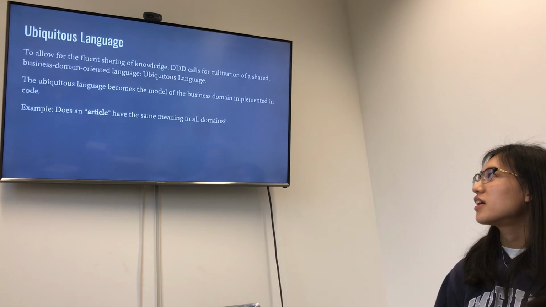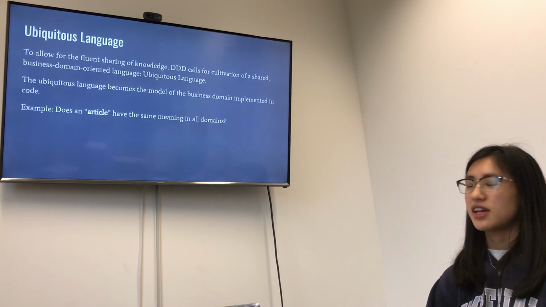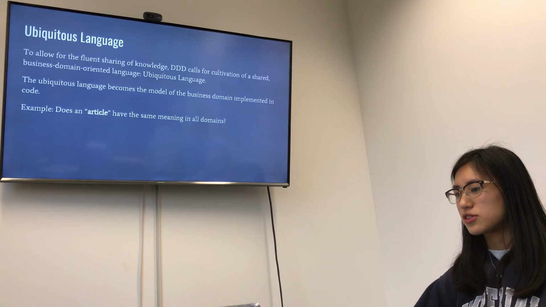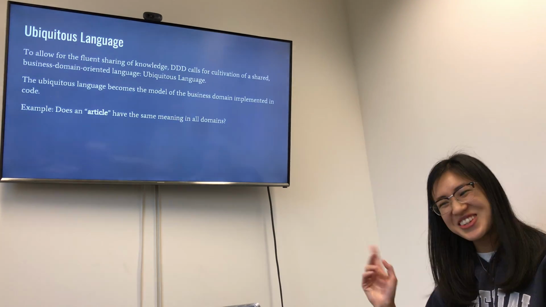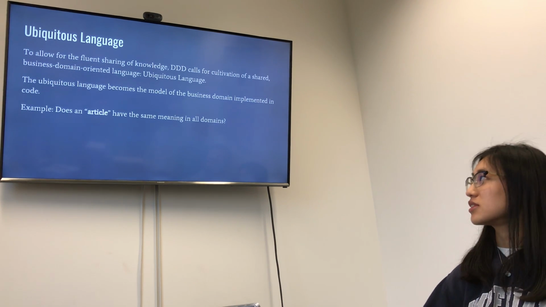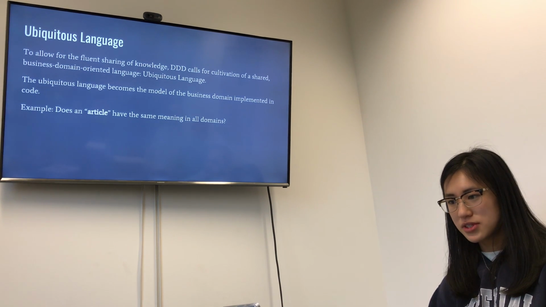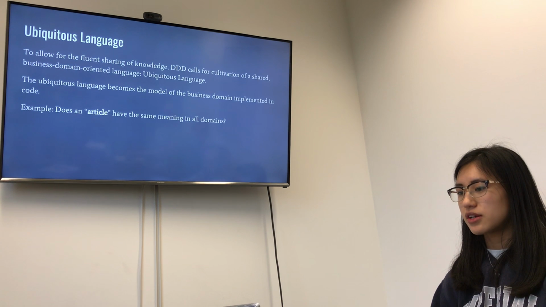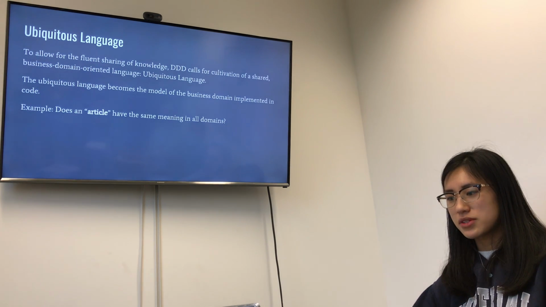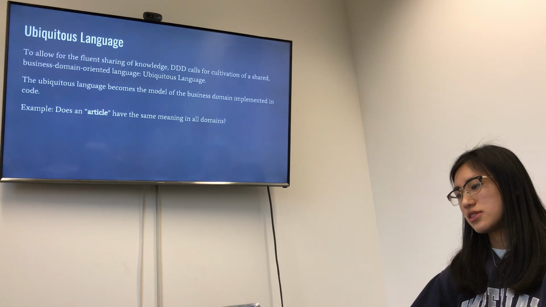Another thing you'll hear a lot when you look at domain-driven design and bounded context is this thing called ubiquitous language. It's to allow the fluent sharing of knowledge. Domain-driven design calls for cultivation of a shared business domain-oriented language, a so-called ubiquitous language. The language should resemble the business domain, its terms and entities and processes, and it should be extensively used throughout the project. The code should speak this ubiquitous language. All communication should be done in the ubiquitous language and all documentation should be formulated around it. The ubiquitous language becomes the model of the business domain implementing the code.